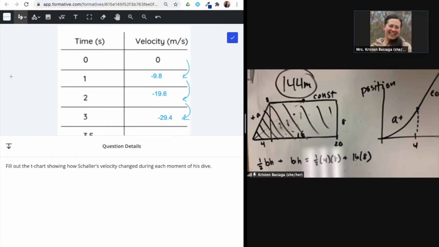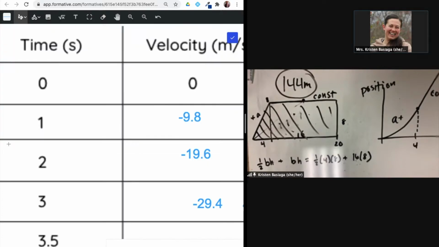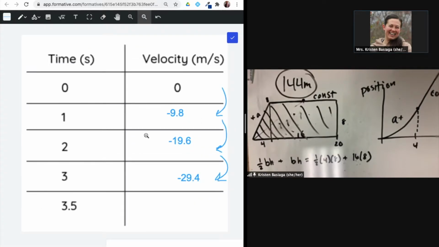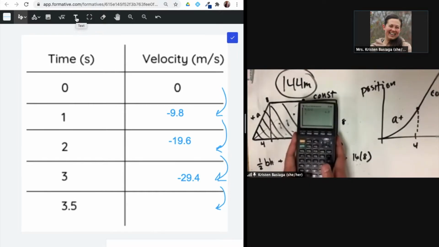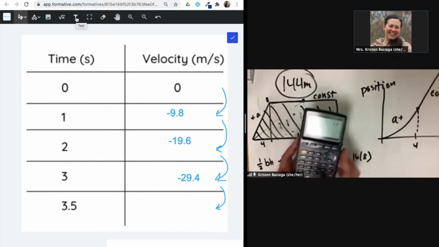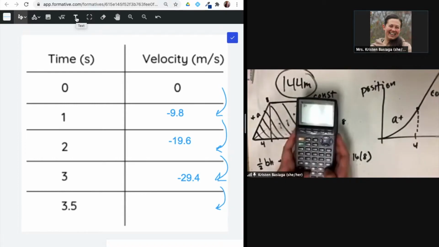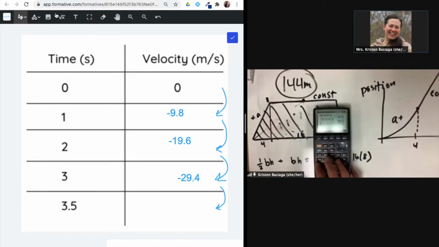Okay, so what do I do if only half a second of time passes? Well, then instead of subtracting 9.8, I'm only subtracting 4.9. So on my calculator, 9.8 divided by 2 means that in half a second of time, the speed changes by 4.9 instead of 9.8. So I'm going to do 29.4 minus 4.9, and I see a final velocity of negative 34.